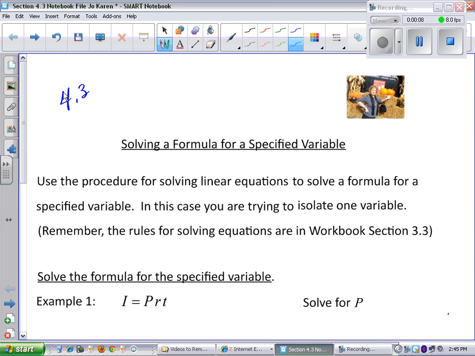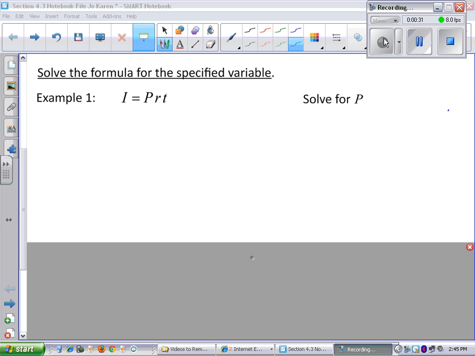This is solving a formula for a specified variable. Use the procedure for solving linear equations to solve a formula for a specified variable. In this case, you are trying to isolate one variable. Remember, the rules for solving equations are in the workbook in section 3.3.